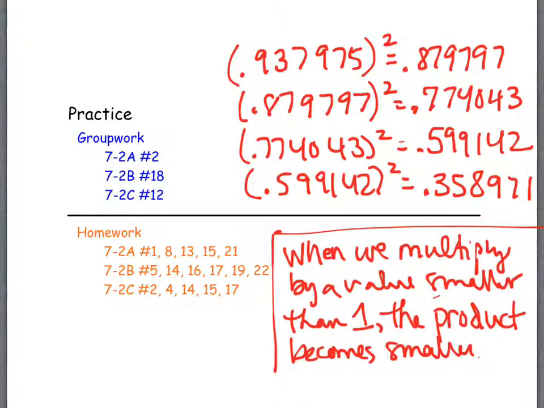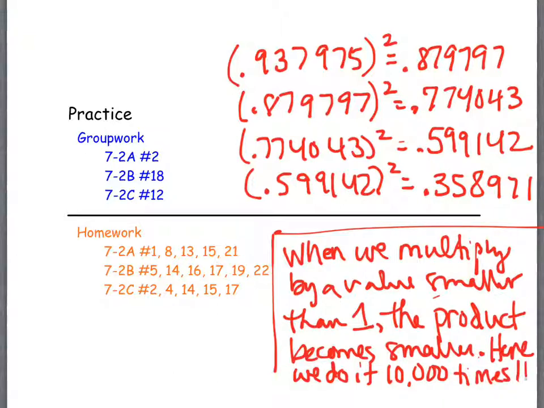In essence, this kid is doing this how many times? 10,000 times. So should it be getting smaller? Yeah, it should be getting very small. He's done it 10,000 times. Okay? We do it 10,000 times. So yeah, it's definitely going to be getting close to the number 0.